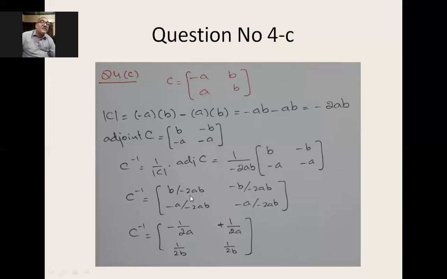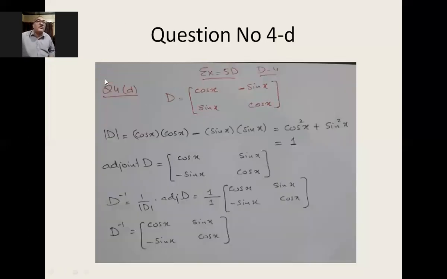So you will have these B and B cancelled. So you will have minus 1 by 2A, then you will have B and B cancel. So you will have 1 by 2A, and then you will have A and A cancel, minus minus cancel. You will have 1 by 2B here, the A and A will be cancelled, minus and minus will be cancelled, so you will have 1 by 2B. So you see, this is how you will find the inverse of C. First we found the determinant of C, then we found the inverse of C. So that was question number 4, C part.